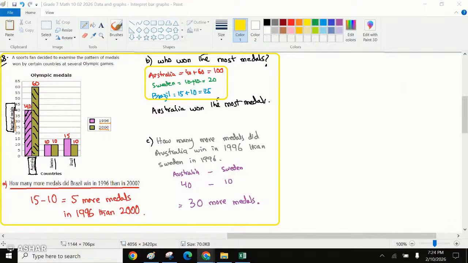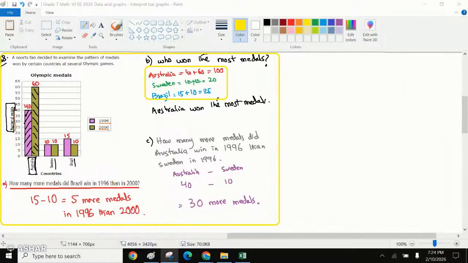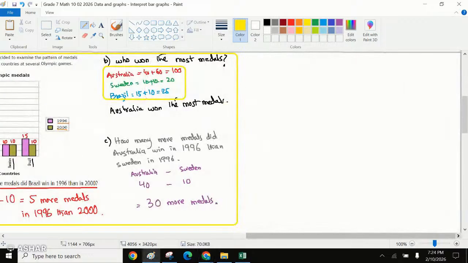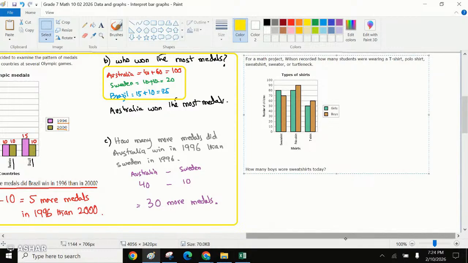Moving ahead, let's say the new question says for a math project, okay? There are certain options for a math project. I don't know how it can be a math project. Let's see. Okay, if this was given to us, question number 9.